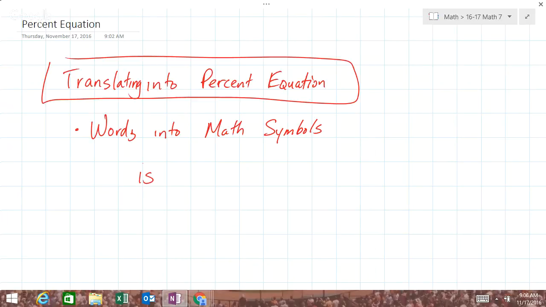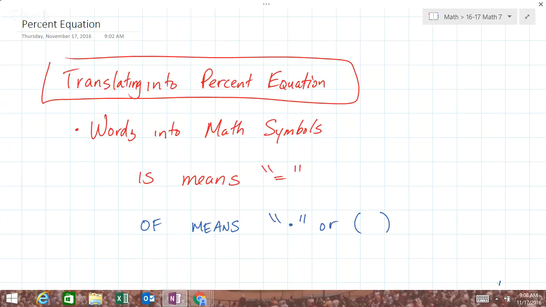Is means, the literal translation, equal. So wherever the is, you're going to replace it with an equal sign. Of, and some of you have already been mentioning this when we talked about it the other day. Of means what you think? Means multiply, absolutely. Or another way to display multiply is with the parentheses, yes? Okay.